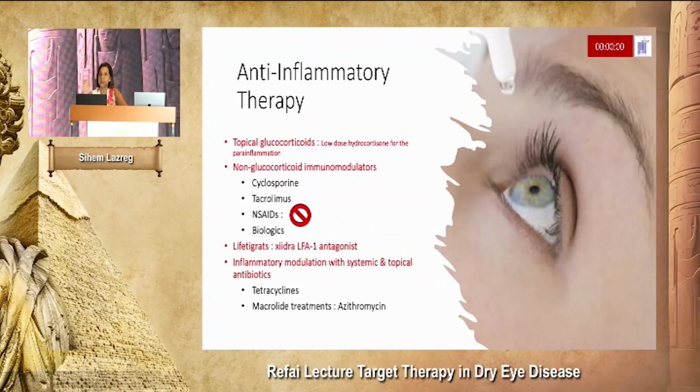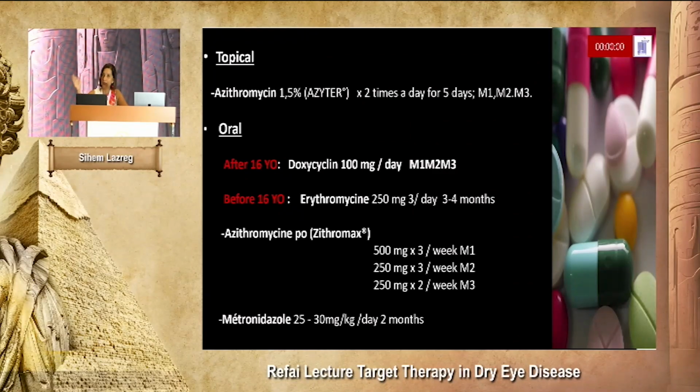biomodulators. For the anti-inflammatory drugs, we have, as I told you, steroids, tacrolimus, cyclosporin, one or two percent, and we have the antibiotics like azithromycin, doxycycline, erythromycin. All these antibiotics are not used for their antibiotic action. They are used for their anti-inflammatory action and anti-angiogenic action. These are only these classes of antibiotics. You can use them in dry eye disease and especially in MGD, because they have another action, and it's proved that they are anti-inflammatory drugs and anti-angiogenic.